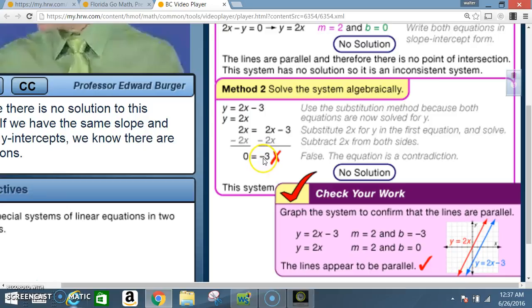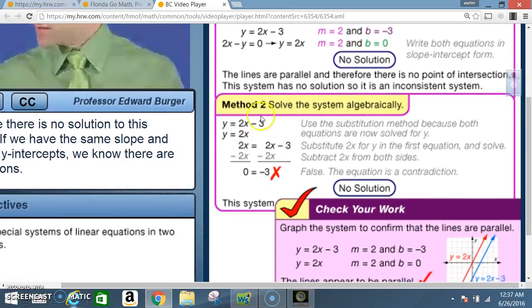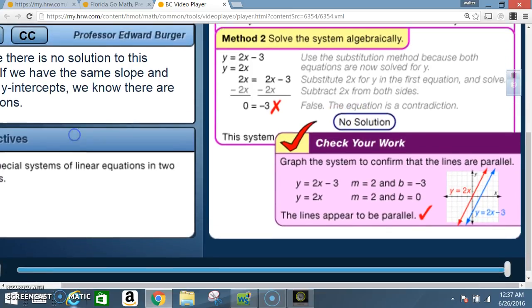0 equals negative 3. That makes no sense. That's a false statement. So the equation is a contradiction. Therefore, no solution. So far you've seen that by comparing the slope and the y-intercept, you got no solution. By solving for the system algebraically, it made no sense. You got no solution. And the third way to do it is to graph. And by now, everyone should know how to graph.